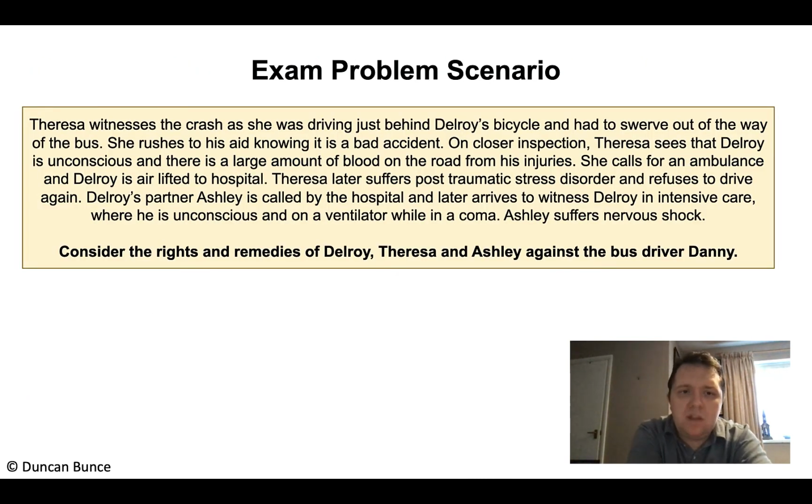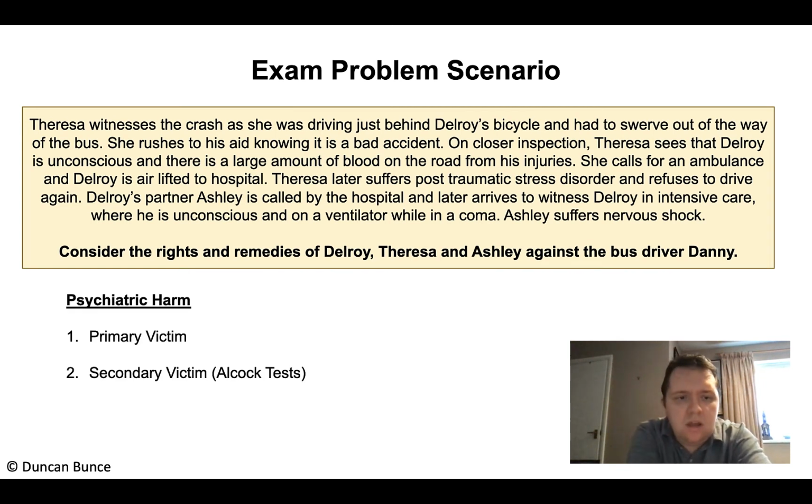Moving on, this is now the second half of the problem scenario. So this is dealing with psychiatric injury with Teresa, and then moving on to Ashley. What you need to identify here is primary victim, secondary victim. They're the only 2 types of claim that will potentially succeed. And you need to be able to define both of these in your answer. So whatever each person may be, the starting point is to explain and define what these 2 are. And then you narrow it down to who you're talking about.